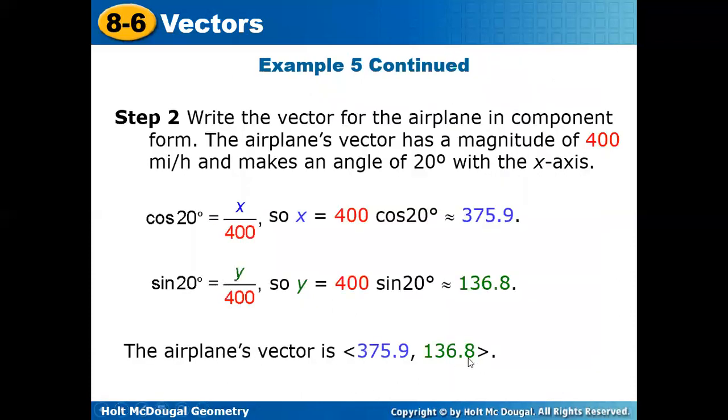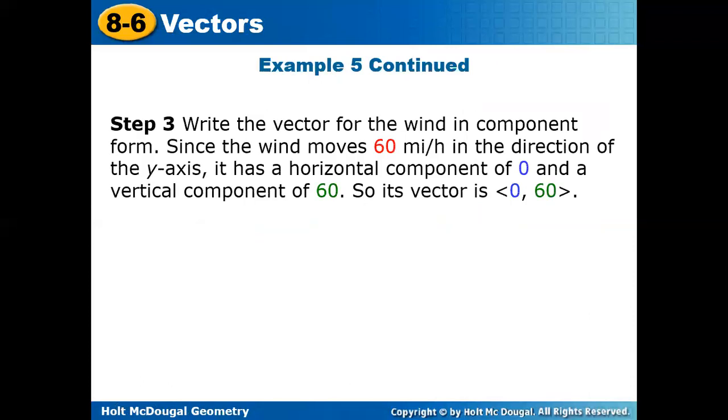Now the two components of the plane are 375.9 and 136.8. Let's write the vector for the wind in component form. Because the wind moves 60 miles per hour in the direction of the y-axis, it has a horizontal component of 0 because it's on y, so you can write it like this, 0 and 60.